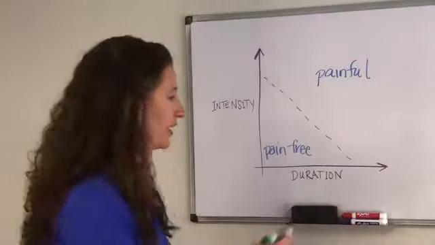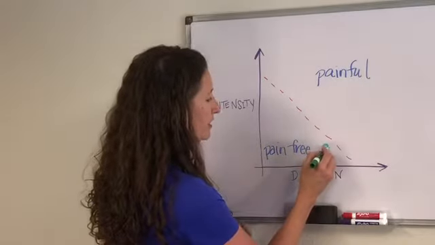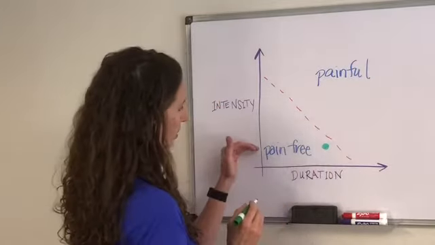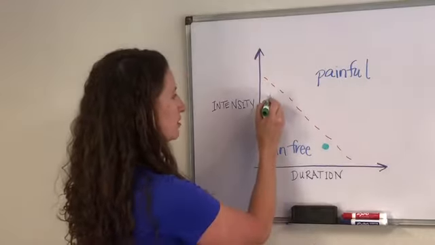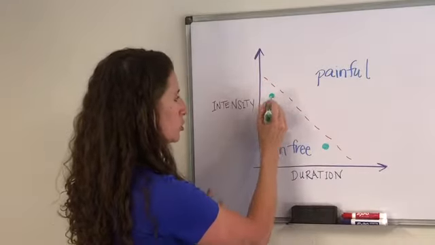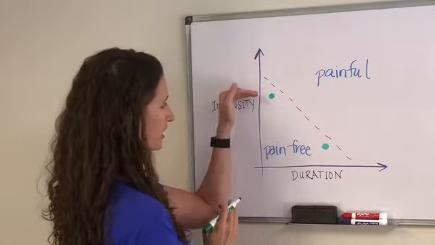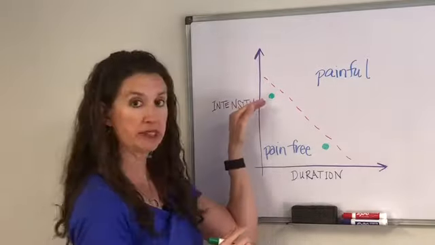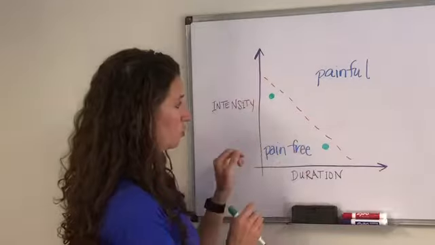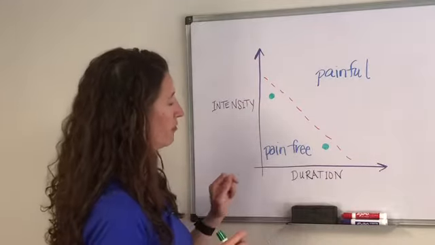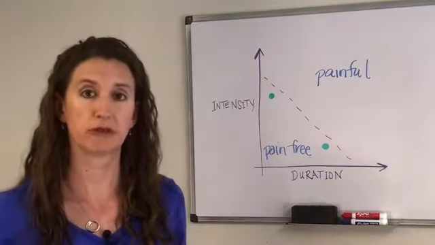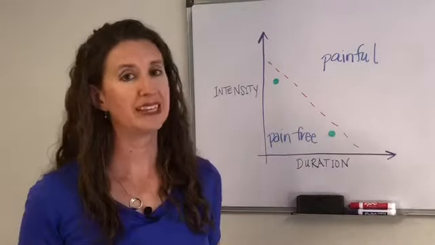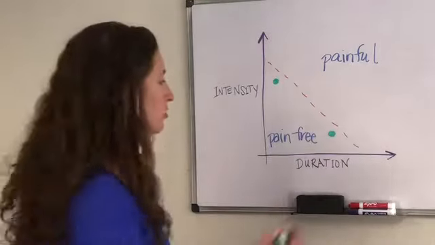So fitness walking might be over here on the graph. It's of light intensity, but relatively long duration. And jumping several times is a much shorter duration, but a higher intensity. Both jumping several times and fitness walking, the dots on this graph, are below the dotted line, and so they're in the pain-free zone. But let's say you walk farther and you get some knee pain.